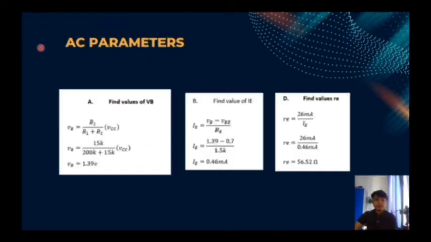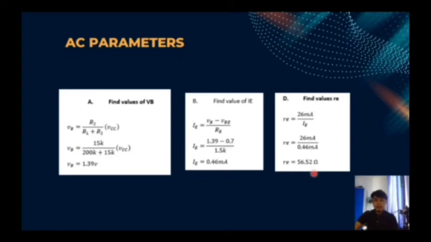Next, we need to find the AC parameters. We need to find the value of VB, for which we can use the voltage divider rule, and we get 1.39 volts. Then we need to find the value of IE, which is equal to VE over RE. The VE value is equal to 1.39 minus 0.7 over 1.5K, and we get 0.46 milliampere.